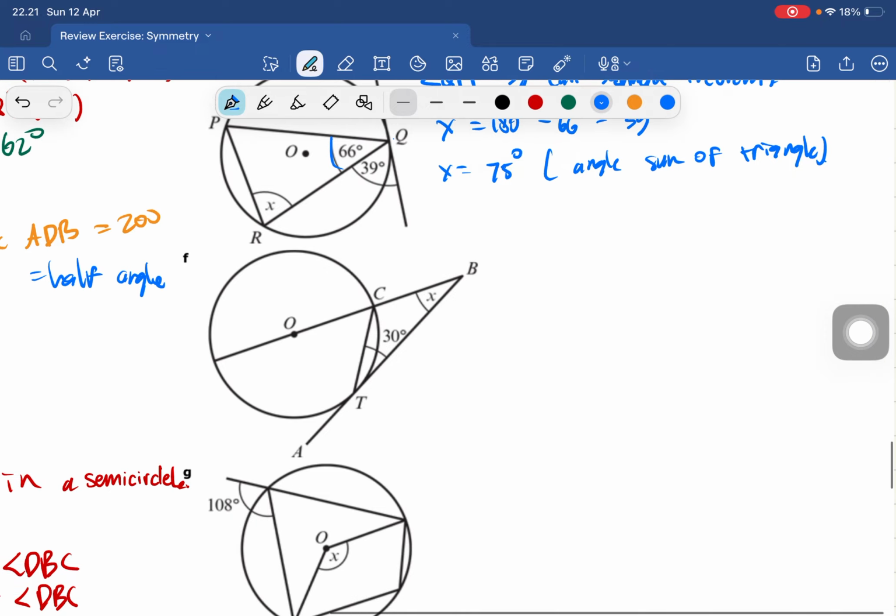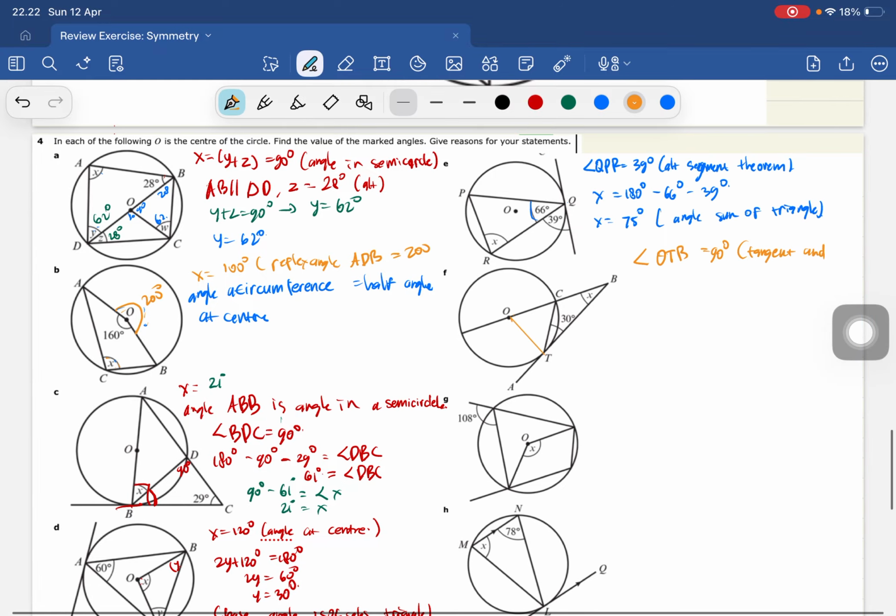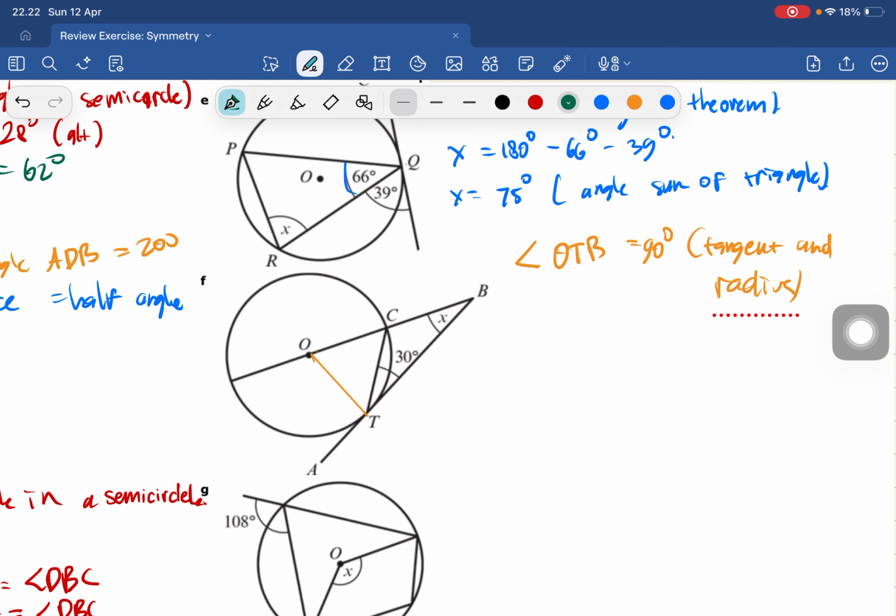Okay, we got F. We need to find the X. First of all, let us find the angle of OTB. As this is a tangent, it's going to be 90 degrees. The reason is the tangent and the radius. Okay, we got 90 degrees.